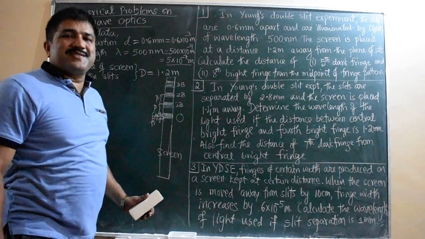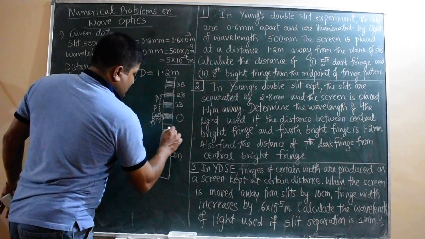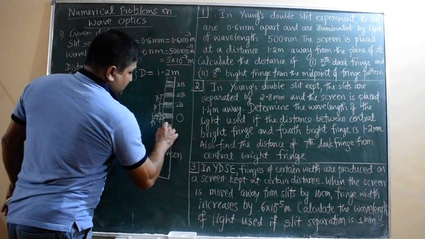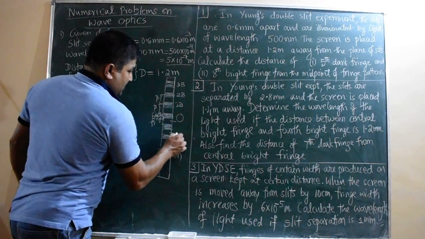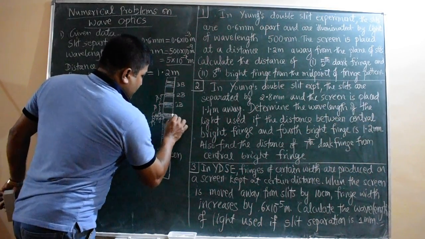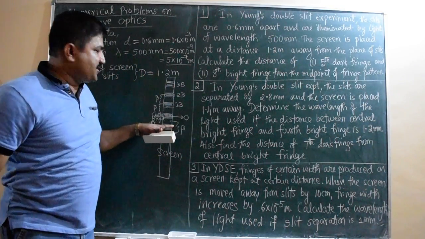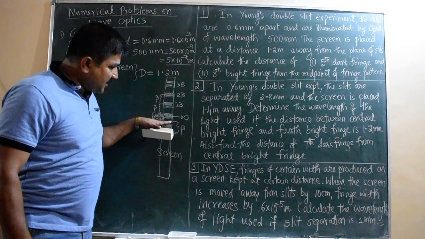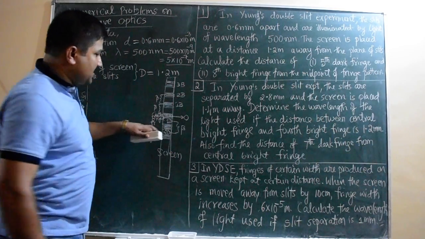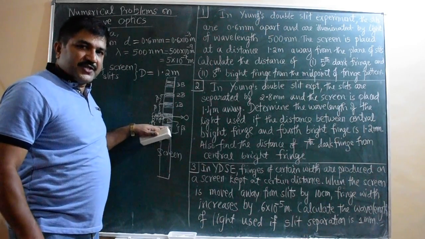The definition of fringe width is the distance between successive bright fringes or the distance between successive dark fringes. Successive dark fringes means, see, this is the midpoint of one dark fringe and this is the midpoint of another dark fringe, so this is also beta only, the fringe width. The midpoint of the screen, the center of the central bright fringe, I will take as O here. This is the first dark and this is the second dark, no light. So first dark to second dark distance is beta. Central bright to first bright is also the fringe width beta.